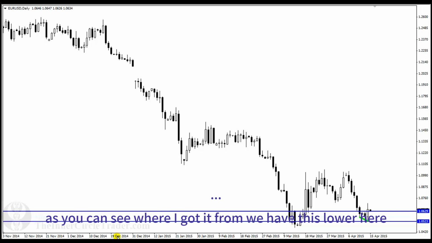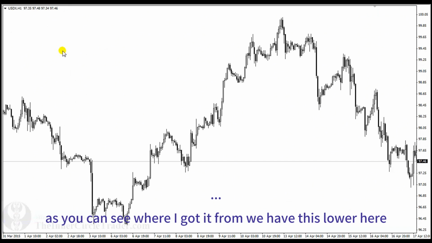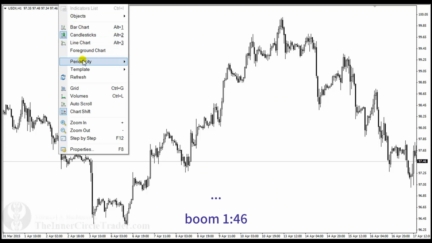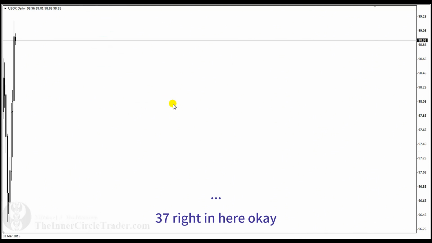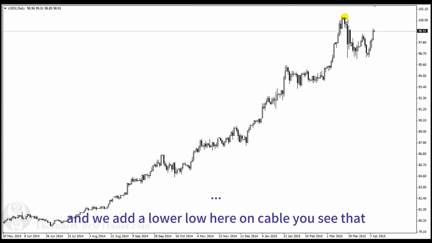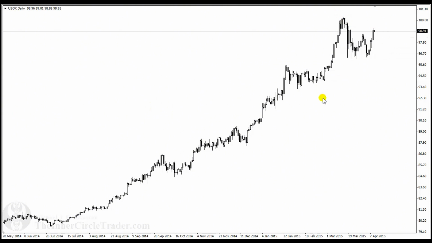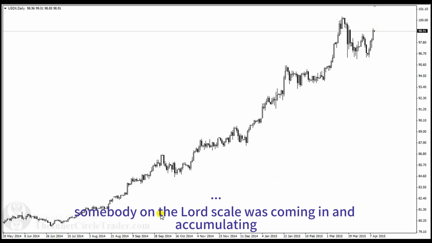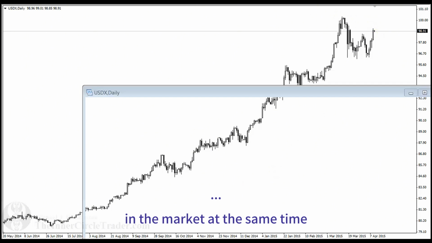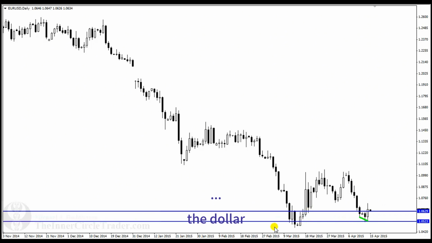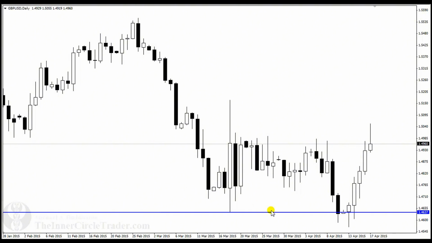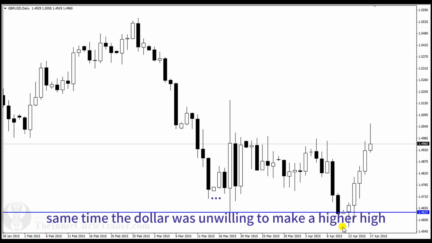At the same time, the dollar, let's go out to a daily. Same time, the dollar was unwilling to make a higher high. Now, it does not mean we made a high and top in the market on the dollar. I'm not suggesting that, okay? But for the near term, it gives you an indication that we could expect at least a bullish bounce in the fiber and cable. But look what's happening. Cable went lower, yes, okay? But now, let's drill in on this recent low.